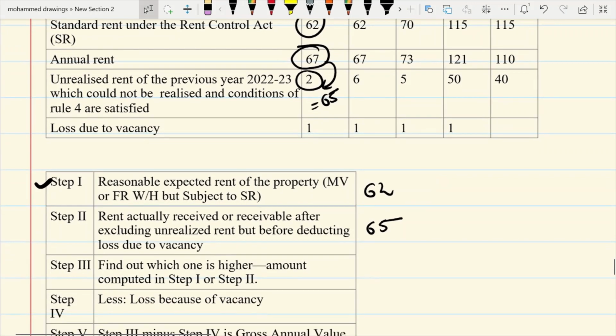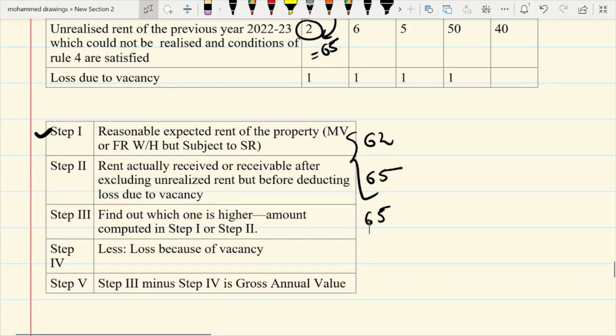Now step number 3. With the help of these two steps you can find step number 3: find out which one is higher, the amount computed in step 1 or step 2. Here 65 is higher, so that will become your answer for step 3.